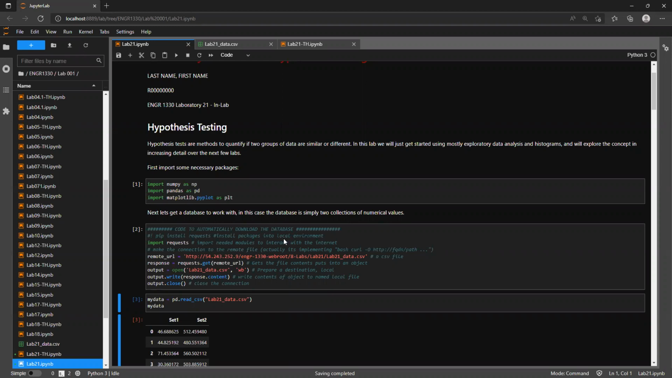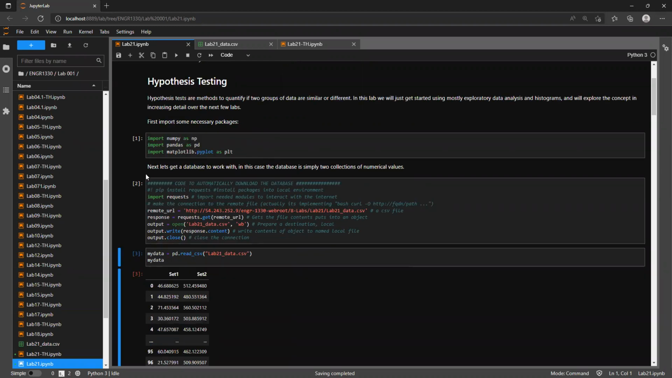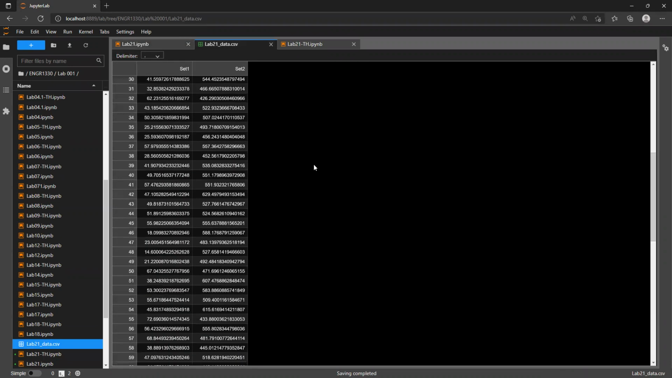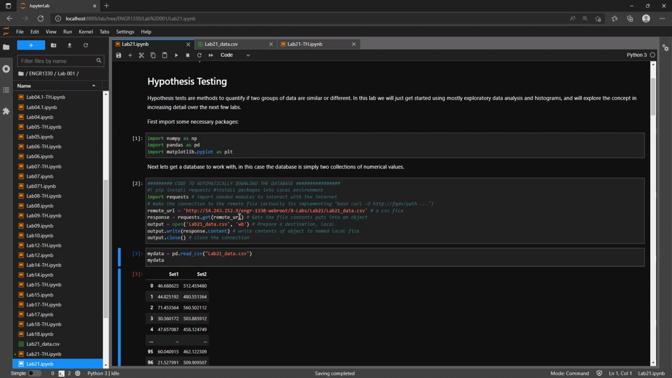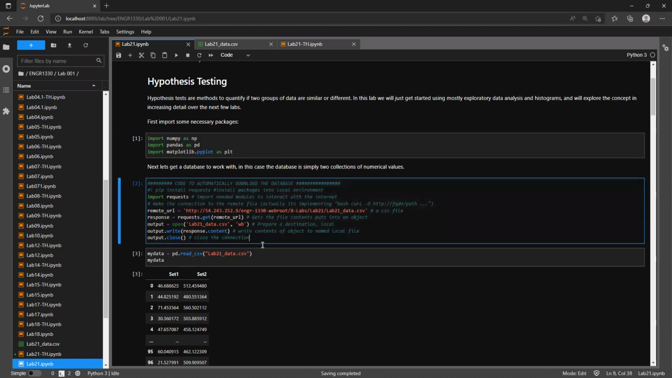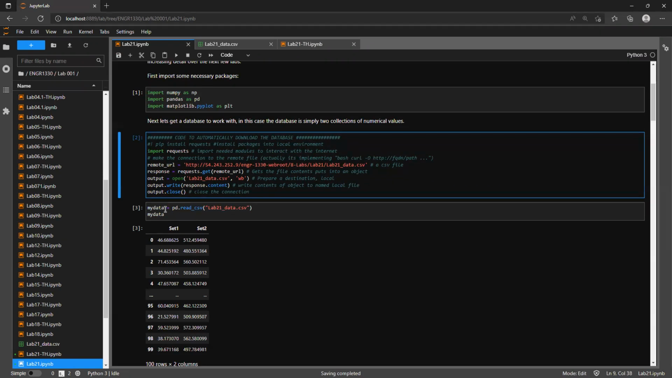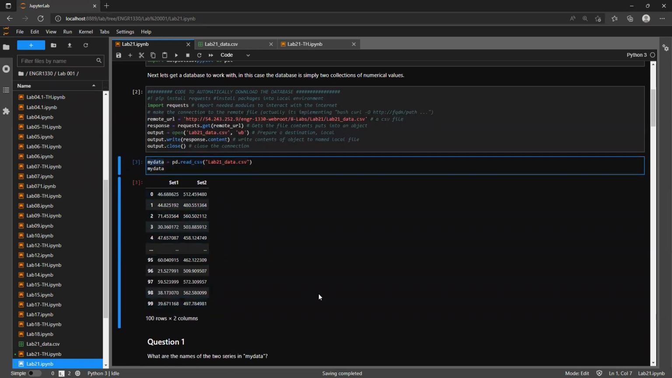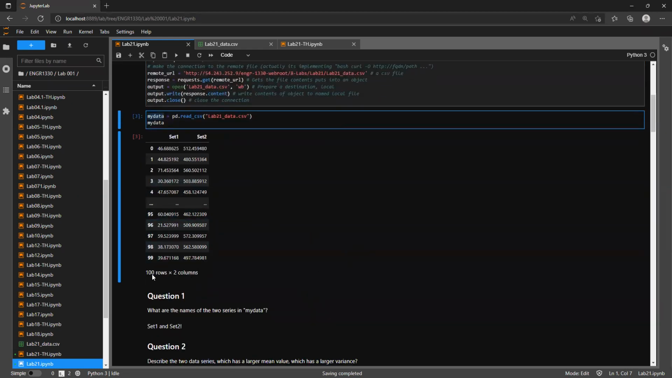All right, in our case, we have some data from a database. It looks like this. It's in the CSV. So that's downloaded here from our requests that we've been doing. And we make a data frame out of it. Call that data frame my data. And it looks like this. Looks like there's 100 rows, bunch of floats.